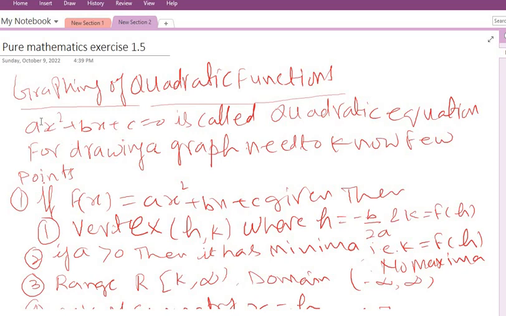The standard form of the quadratic function is ax² + bx + c, and ax² + bx + c = 0 is called a quadratic equation. For drawing the graph, you need to know a few points.